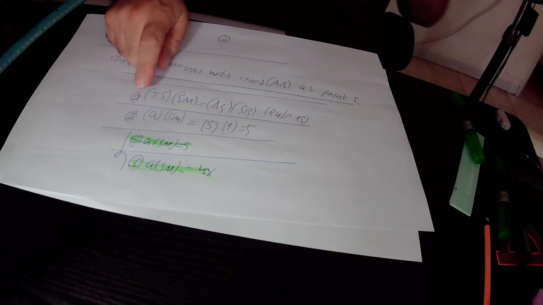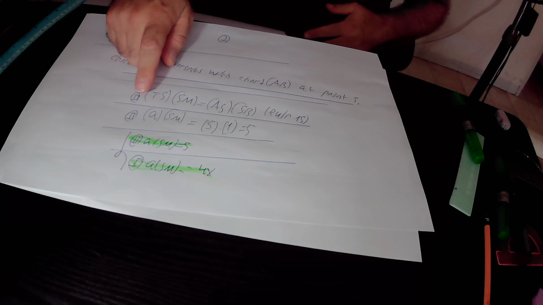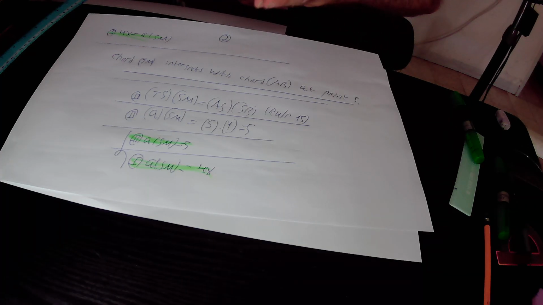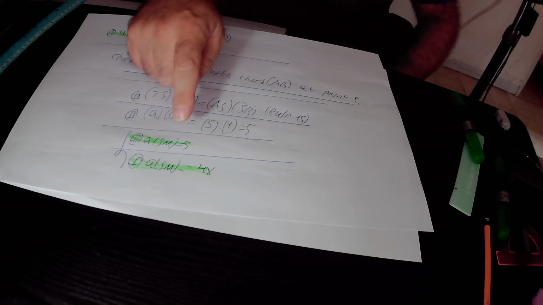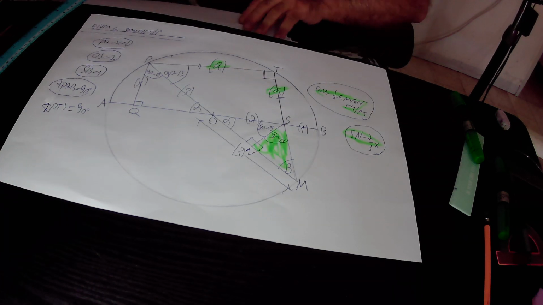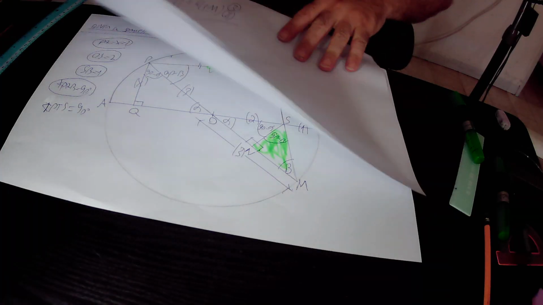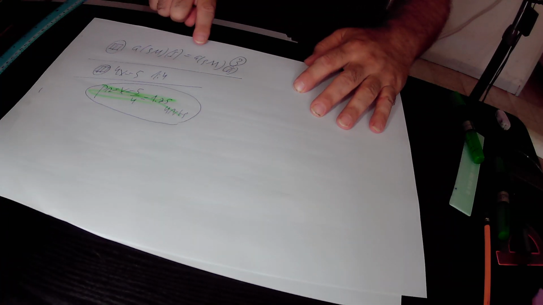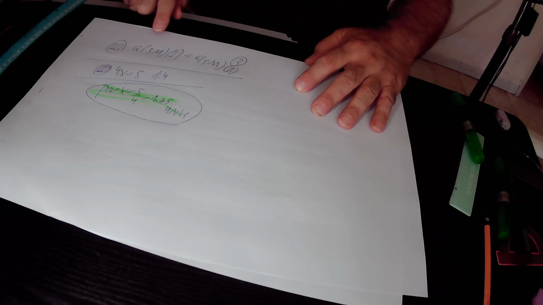So according to equation 2, ASM equals 5, and according to equation 1, we have already found that ASM equals 4x. So we have two different expressions for ASM. Therefore we get equation 3, which states that ASM according to equation 1 must be equal to ASM according to equation 2. ASM according to equation 1 equals 4x, and it must equal ASM according to equation 2, which equals 5.